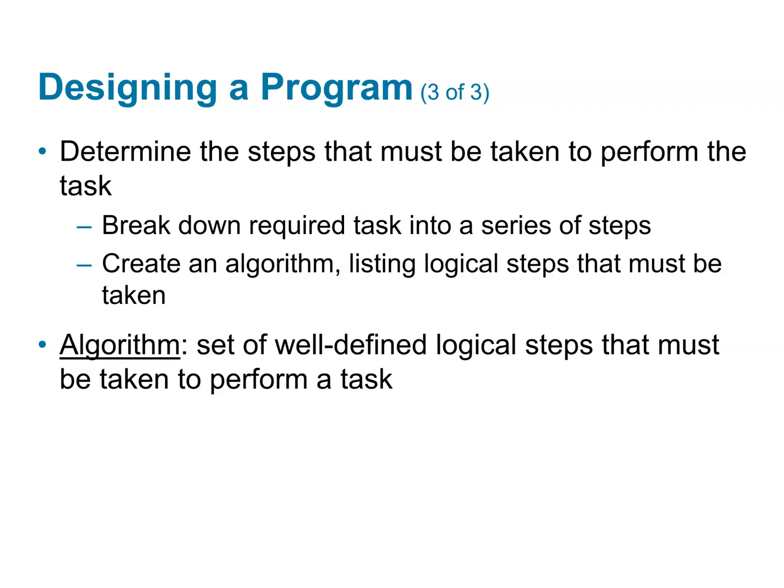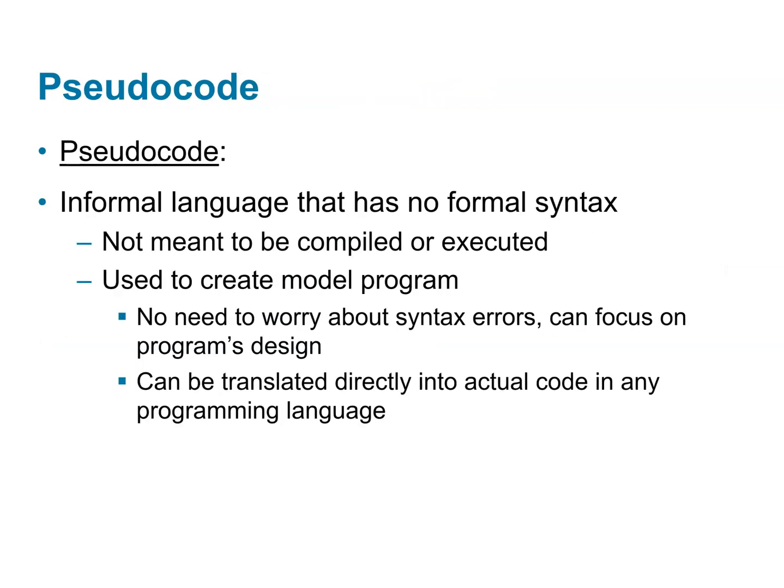When we build out a program, we need to determine the steps that must be taken to perform the task, and break down the required task into a series of steps called an algorithm. An algorithm is a listing of the logical steps to solve a problem. It's a set of well-defined logical steps that complete our problem.